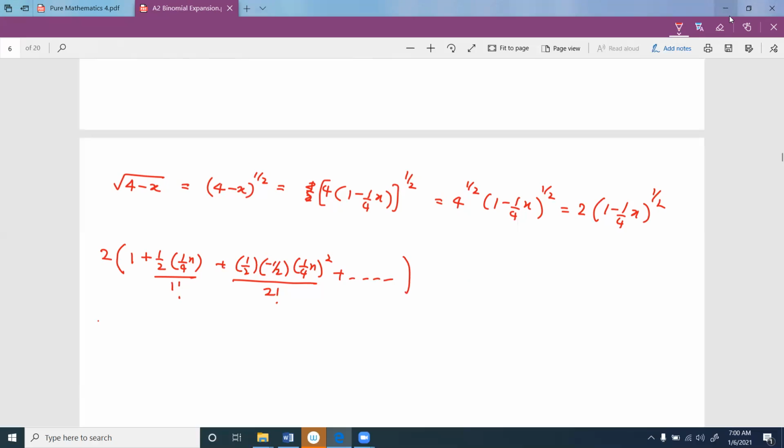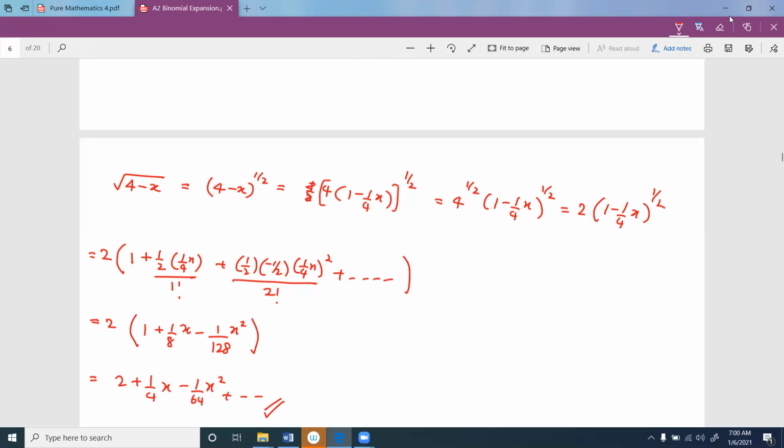So this is 2 times 1 plus 1 over 8x, right? Over here it's 1 over 2 times minus 1 over 2 times 1 over 4 squared, which is 1 over 16, divided by factorial 2. That is minus 1 over 128 x to the power 2. So the expansion becomes 2 plus 1 over 4x minus 1 over 64x squared. That is the answer for that. It goes to infinity, you just write it over here.